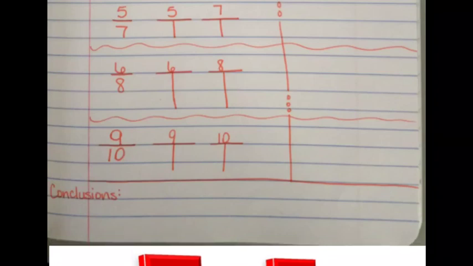So, down at the bottom of the page, I want you to write any conclusions. Did you see any patterns? Or is there anything you can look for to know that a fraction is in its simplest form? Write what you think here, and we'll go over it in class tomorrow.